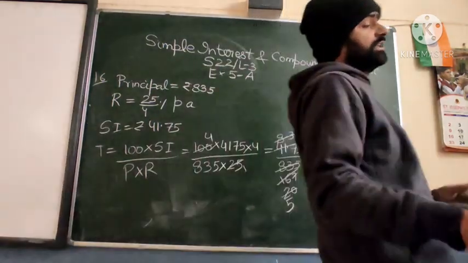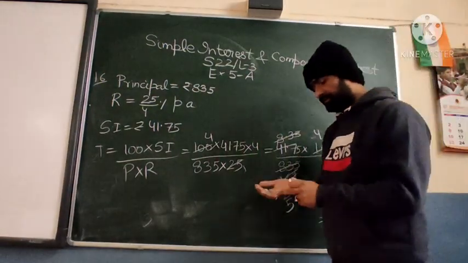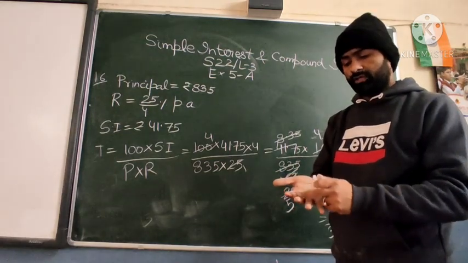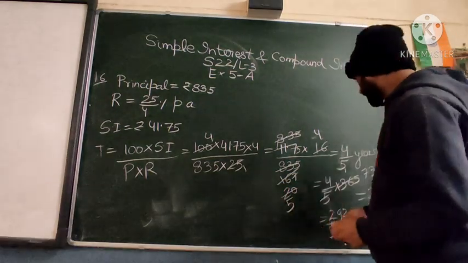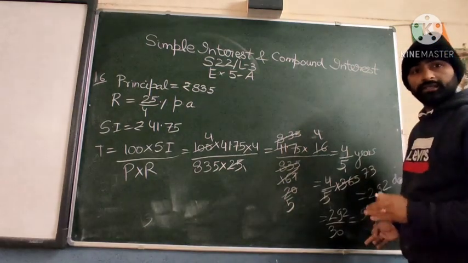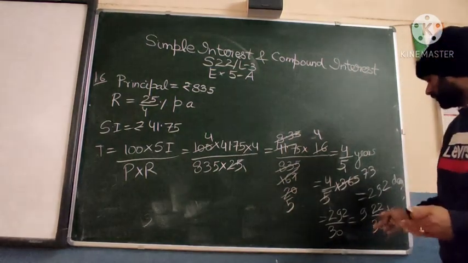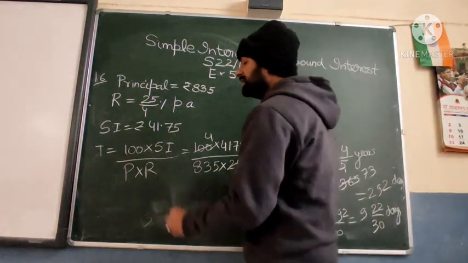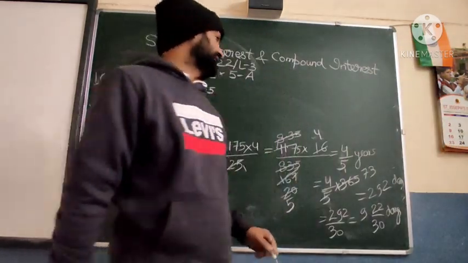So 9 months ahead of January is how many? January, February, March, April, May, June, July, August, September. In September 9 months is over. Then further you have to move 22 days in where? October. But see how many days January is giving us.